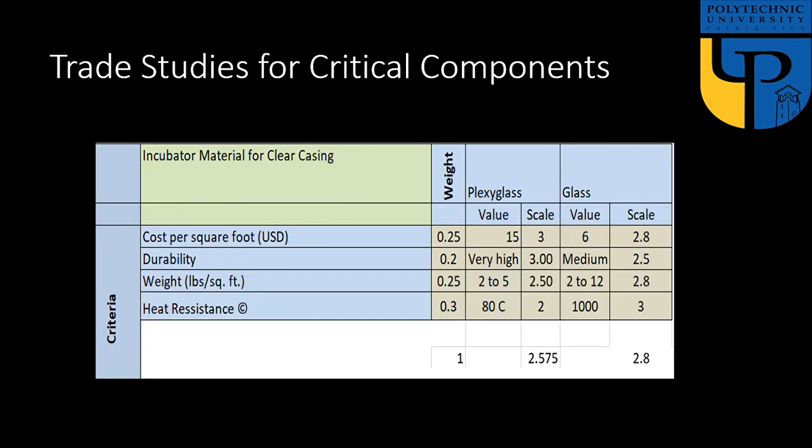And so for the clear casing, we have 2 options: plexiglass and glass. Plexiglass is what is currently used on the market, so it's highly likely that we go with that one. But again, the criteria we use to evaluate are the cost per square foot, the durability, the weight, which is very important for supporting, and the heat resistance. Again, those are all very important. And if you can see on this table, the material that won was actually glass, surprisingly enough. However, we don't actually see glass today on any incubator. We basically see plexiglass or some sort of other acrylic material.